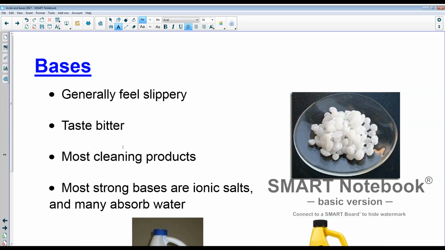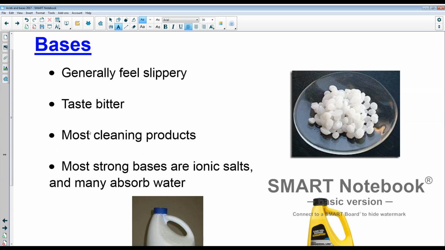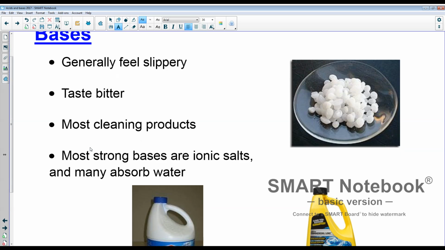Other things about bases. So if acids are sticky, bases are slippery. You can think about soap as being slippery. If you have base on your hands, it tends to feel like your hands never really get clean. They're always slick. That's kind of a slippery feeling. Bases tend to taste bitter. Bitter foods have kind of an astringent taste to them, very bitter.